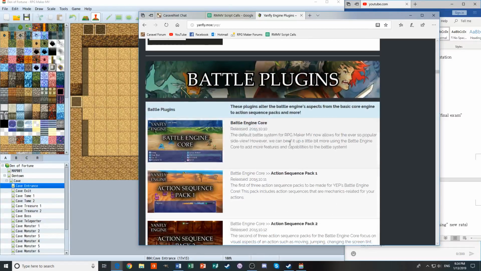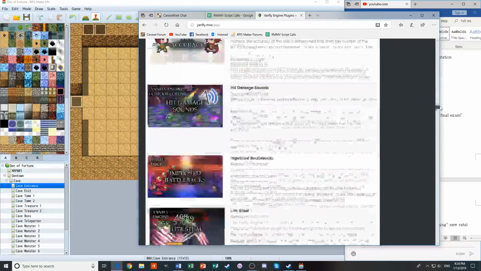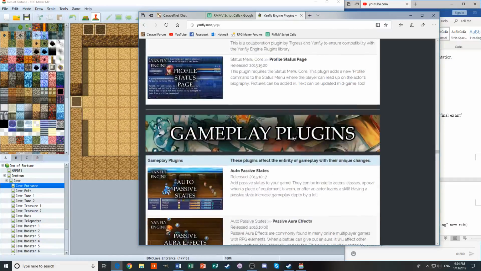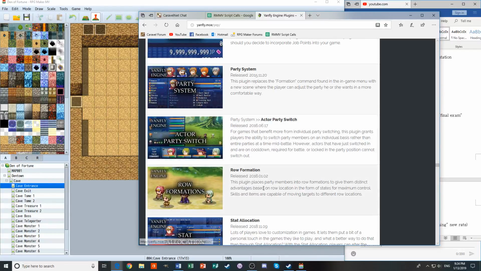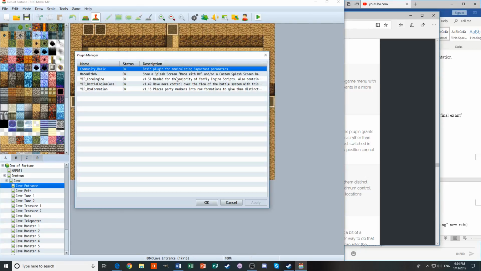Battle plugins. Oh, sorry, one more. Battle Engine Core. I have this installed as well. Just because I have the core plugins seem important, but no, you have to go all the way through to the very bottom here to Gameplay. Gameplay plugins, and then you have Reformation here. Okay. Go to plugin.